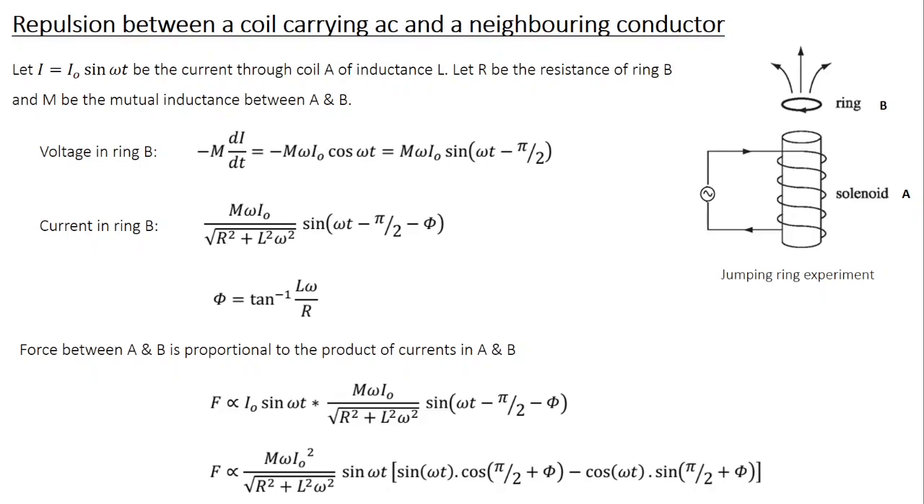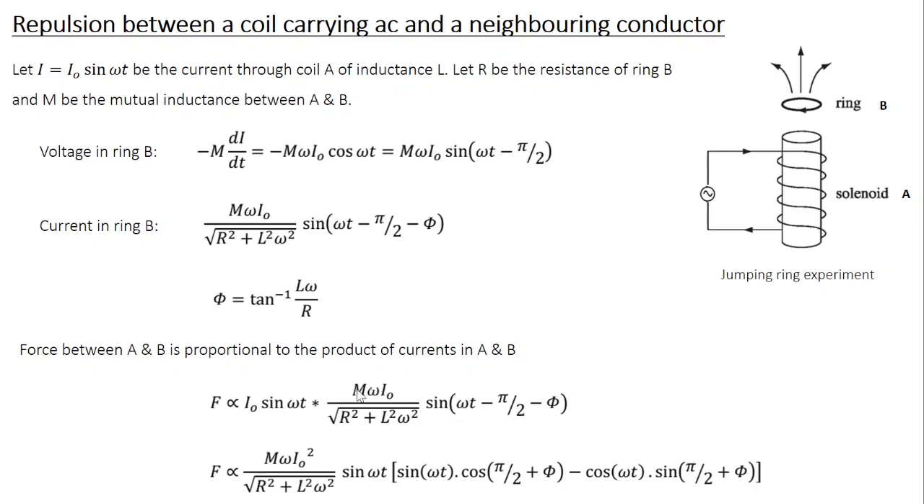What is the force between A and B? There is current flowing through A, current flowing through B. So the net force is proportional to the product of currents in both these coils. So I can write the force between A and B is proportional to the current through A, which is I naught sine omega t, multiplied by the current through B, which is M omega I naught divided by square root of R square plus L square omega square, sine omega t minus pi by 2 minus phi.